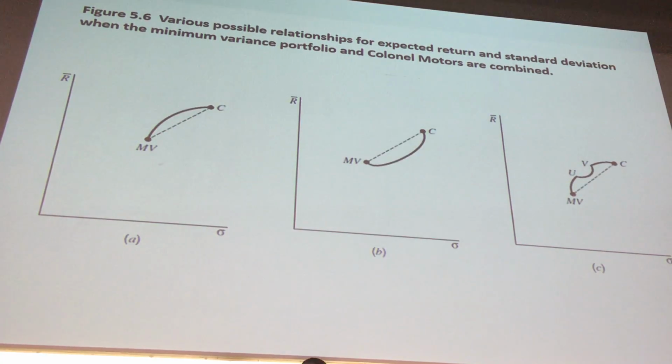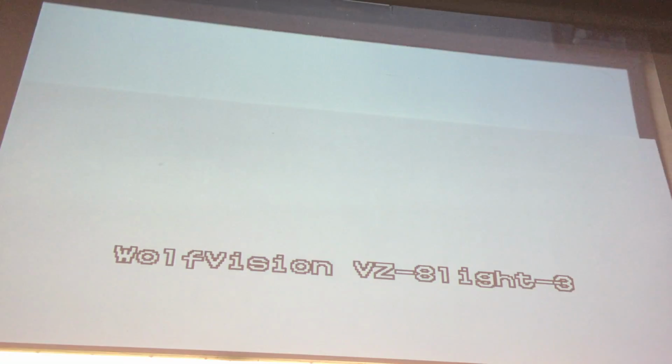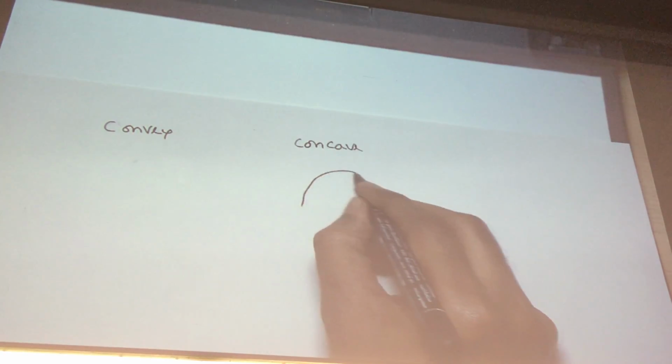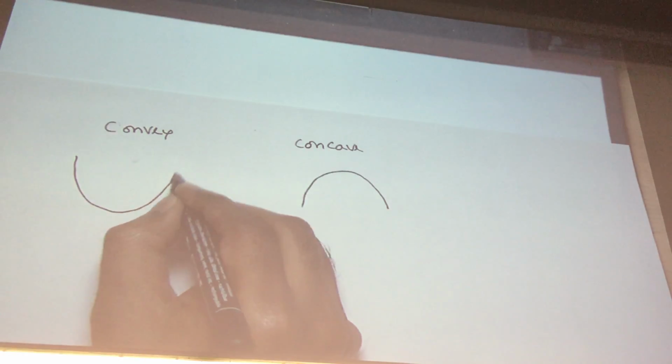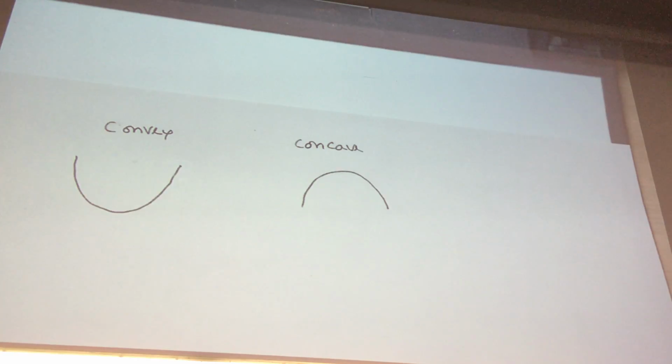And here, have you heard about some of the definitions? Sorry. Few more minutes, don't worry. Convex and concave. Okay, this is a convex graph, this is a concave graph.